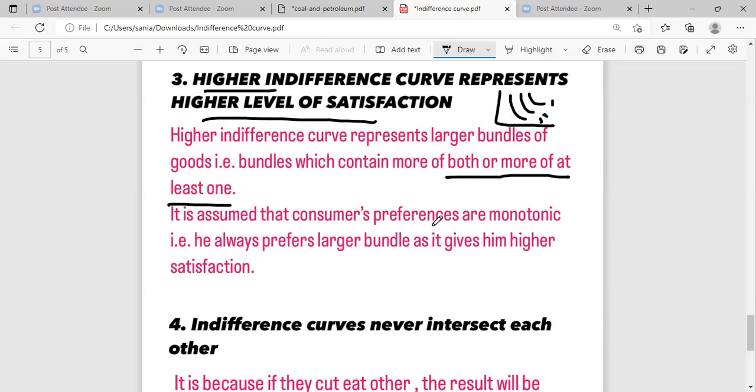It is assumed that consumer preferences are monotonic. We already discussed this. The consumer is monotonic, and he will always prefer that bundle which gives him higher satisfaction. He will not purchase anything less. He will purchase either more of both goods, or at least more of one good and the same of the other. Clear?